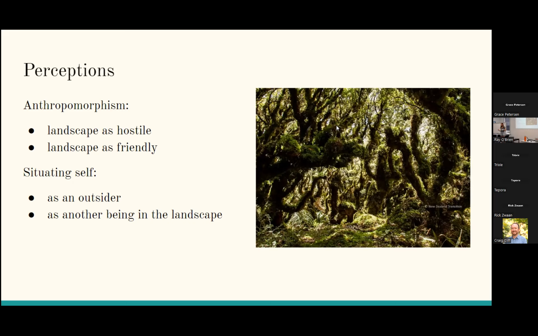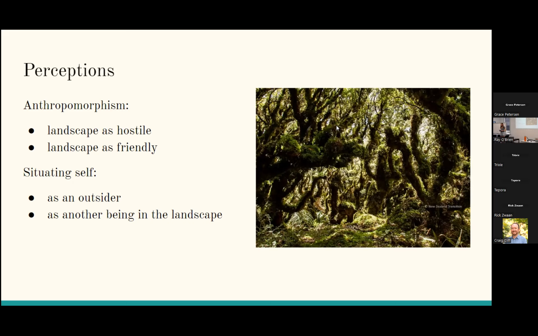They might see the landscape as hostile, an adversarial battle with the landscape, but they might also see it as really friendly and opening. One example is this picture from the Tararua Ranges near Wellington. This type of forest is called the Goblin Forest. For some, it was a place that's really foreboding and uncomfortable, and they felt almost threatened by it. Others described it quite literally as giant green teddy bears.